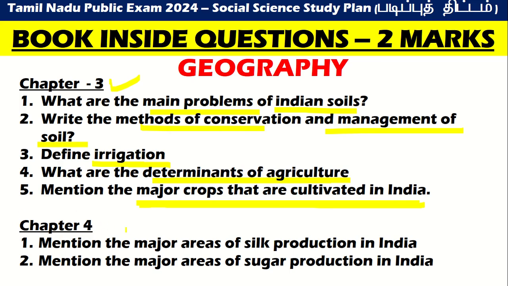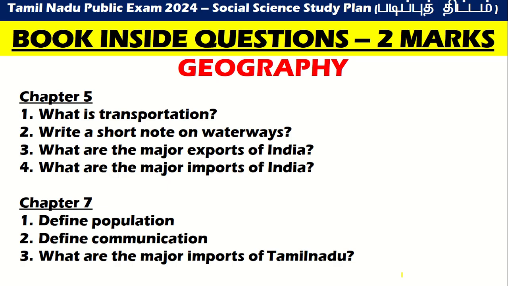Let us go to the chapter 4. Mention the major areas of silk production in India. Mention the major areas of sugar production in India. So major areas of silk production in India, sugar production in India உங்களுக்கு chapter 4ல இருந்து கேட்கப்படுகிறது. So then comes the next chapter, chapter 5.